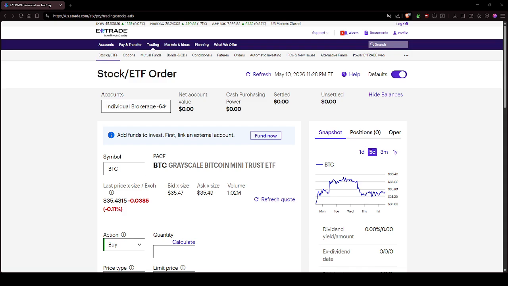Welcome to this tutorial on how to buy Bitcoin using Etrade. In this video, we will walk you through the steps needed to get started with investing in Bitcoin through this platform. First, you will need to create an account on Etrade if you do not already have one.